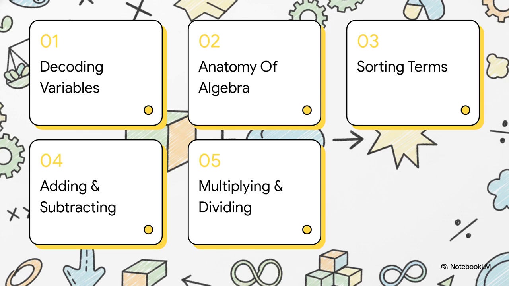Here's our quick roadmap for today. First, we'll decode variables and expressions. Second, we'll look at the anatomy of algebra. Third, sorting like and unlike terms. Fourth, adding and subtracting those expressions. And finally, multiplying and dividing algebra. Let's get right into it.